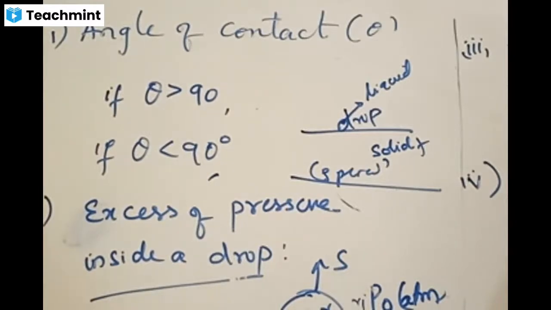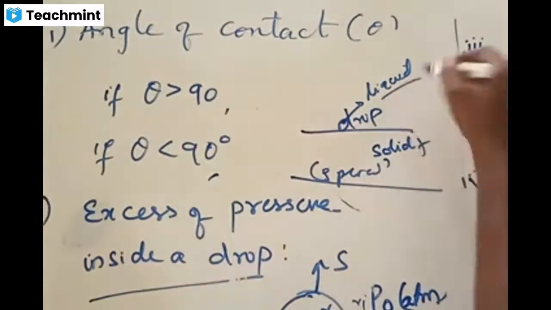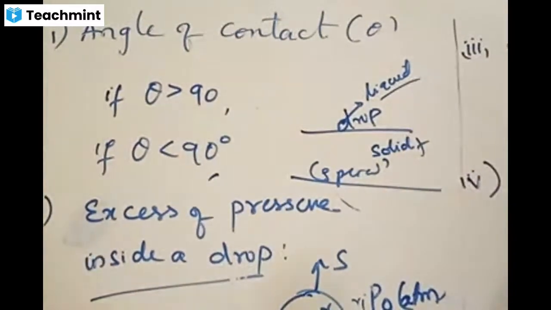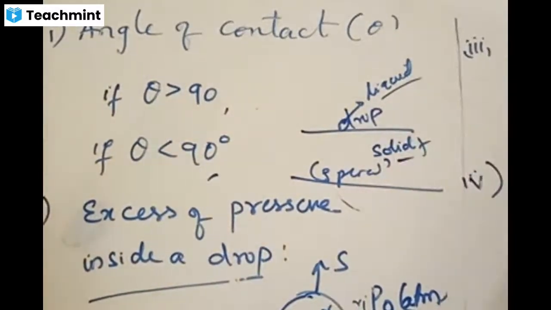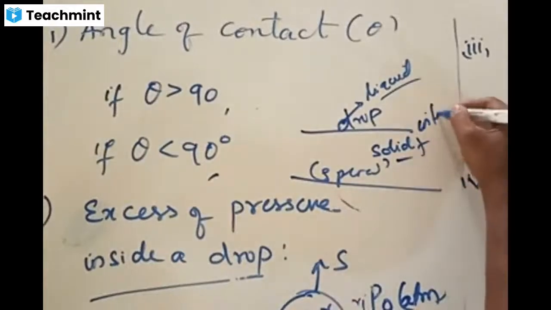Mercury also forms drops on any surface. There are two kinds of things a liquid or fluid possesses: either it forms a drop on the surface, or it spreads. Now, what is happening in this case? Liquid is interacting with solid. This is the interface of both.